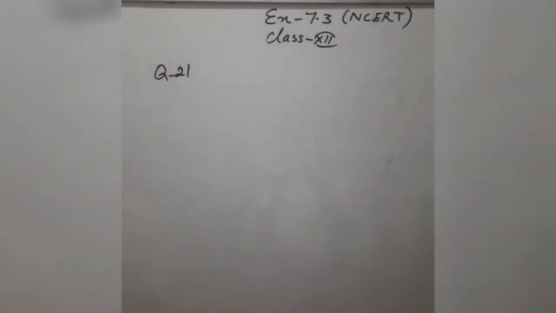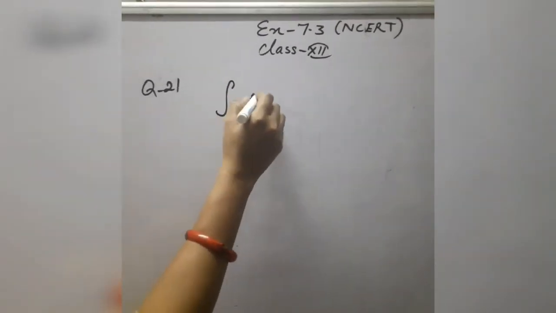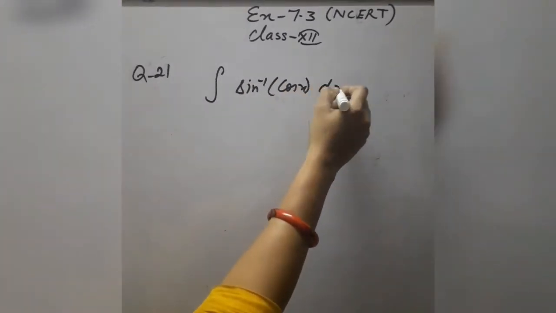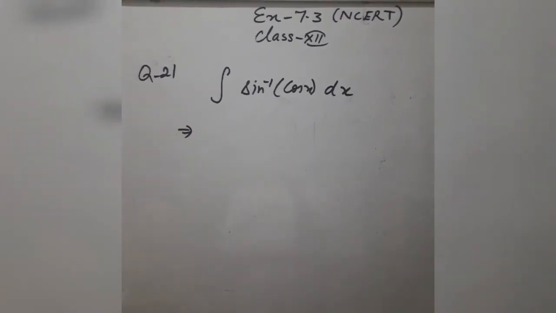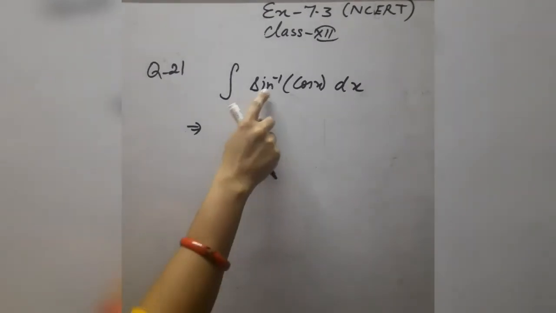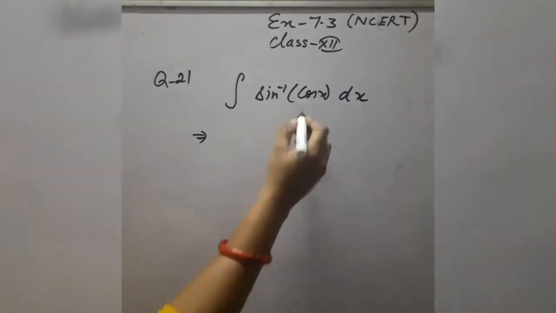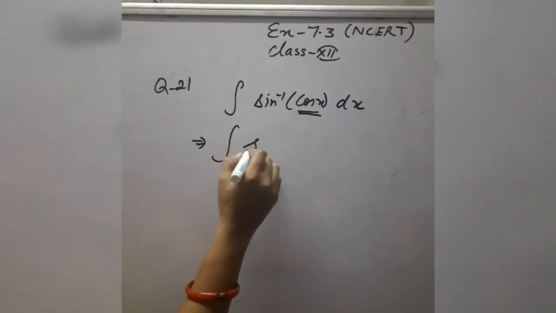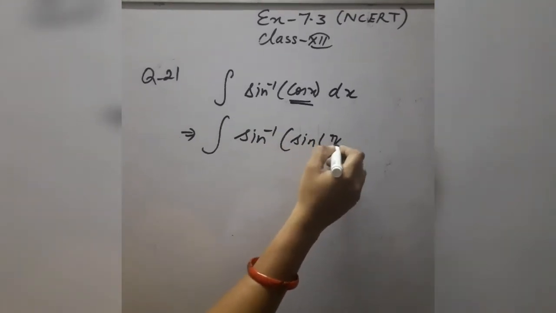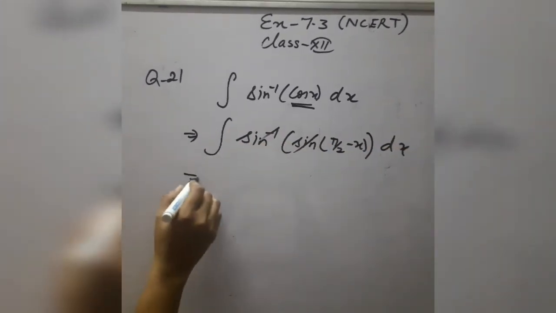Next is 21st sum. Question number 21st. In this, find the integration of sine inverse cos x with respect to x. All of you have done inverse trigonometric functions. In inverse trigonometric function, if sine inverse sine something is written here, then sine inverse is cancelled with sine. But now here cos x is written. But all of you know that cos x can be written as sine 90 minus x. Now in this case sine inverse is cancelled with sine.